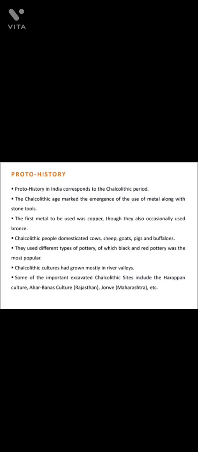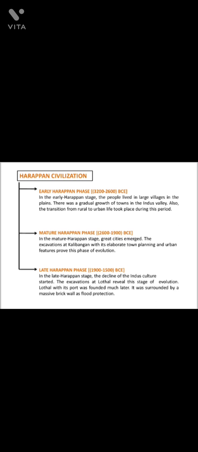Now we will be discussing the Harappan civilization. Well, the Harappan civilization can be broadly divided into three phases. The first phase being the early Harappan phase, that is between 3200 BC and 2600 BC. The second phase is the matured Harappan phase, that is between 2600 BC and 1900 BC, and the third phase is the late Harappan phase, that is between 1900 to 1500 BCE.